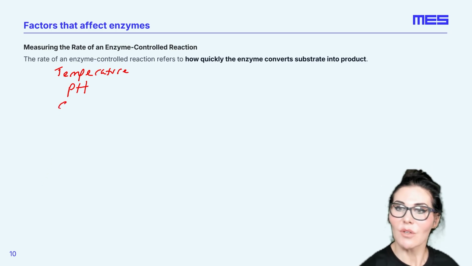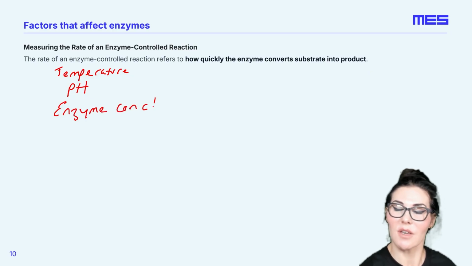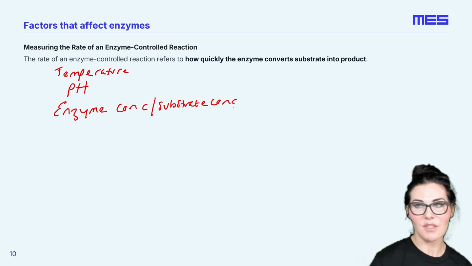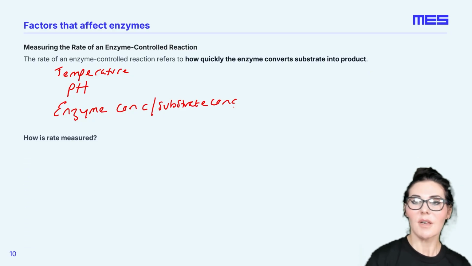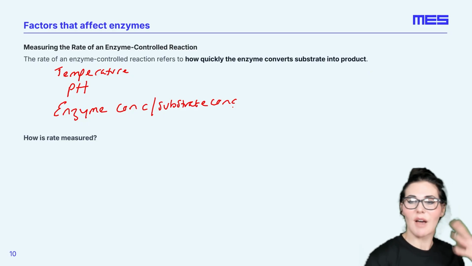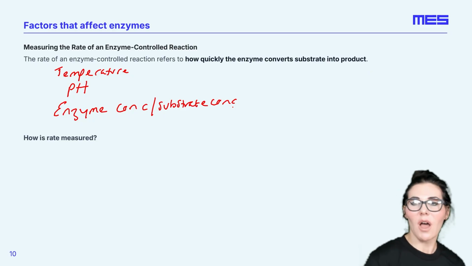The enzyme concentration, as well as the substrate concentration, also have a big impact on the rate of the enzyme-controlled reaction. But how would we measure it? Let's say we wanted to investigate one of these factors and we were to choose one, like let's see how fast this enzyme will work if we change the temperature. How would you actually go about measuring the rate?